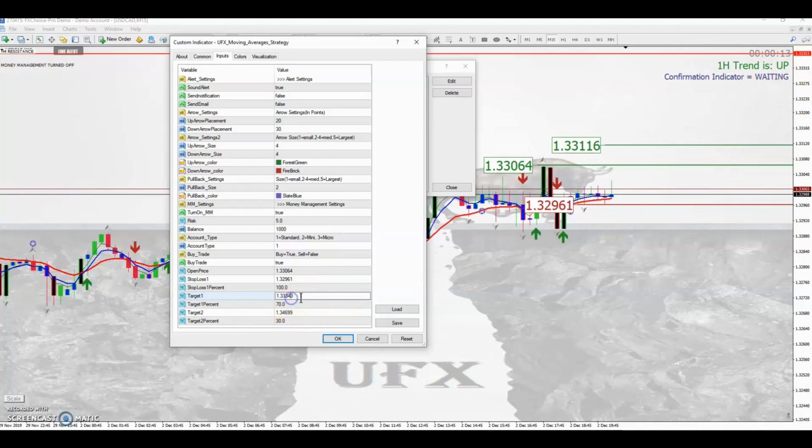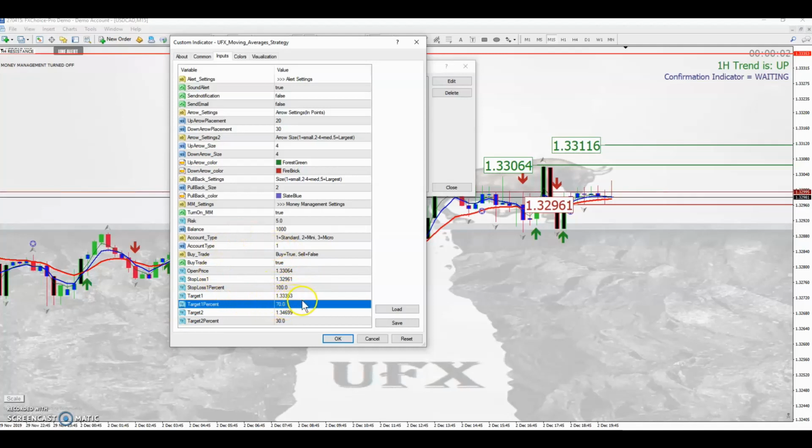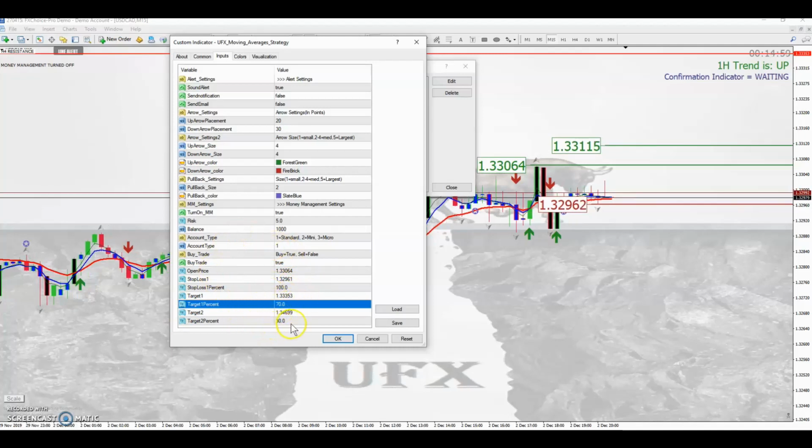33353. And we want to exit 70% of our position at this first target, and then we're going to leave a runner here of 30%. So we're getting out of the majority of the trade here at the first target, and then we're going to let 30% run. And we are putting our higher target up at the weekly, which is going to be 1.34710, and then just hit OK.